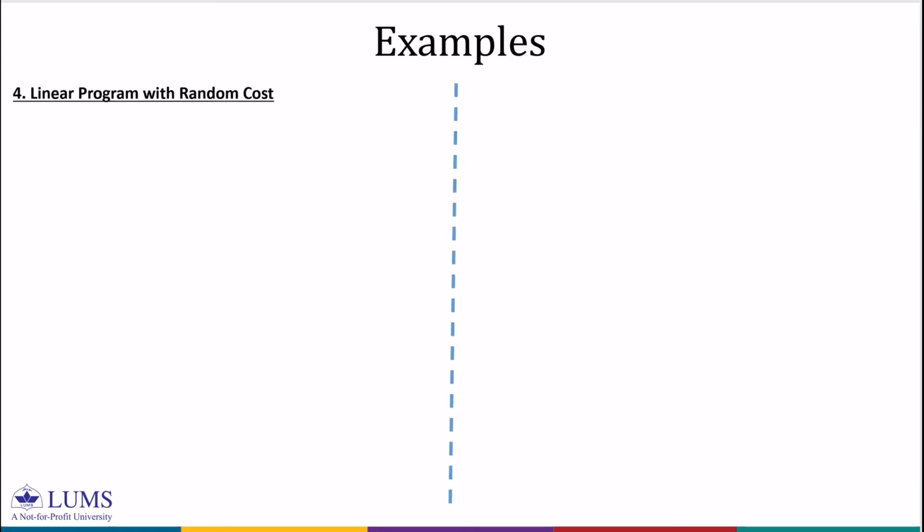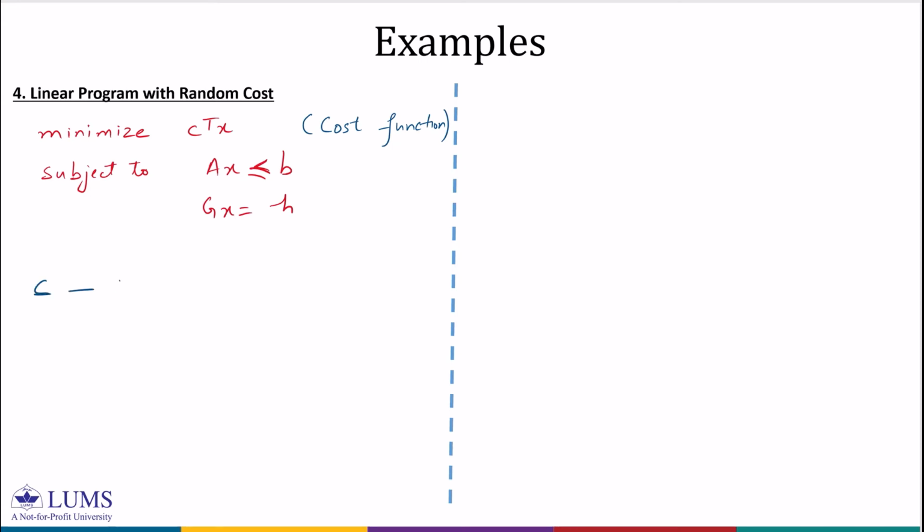Let's look at one more example, linear program with random cost. So in general, we have a linear program where we want to minimize a linear function subject to affine inequality constraints and affine equality constraints. So this c transpose x is referred to as a cost function which we want to minimize. This c variable represents cost. This c determines the cost function.